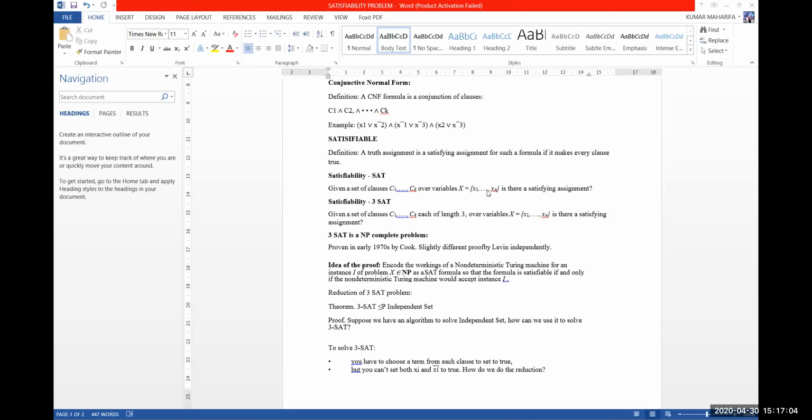So for every variable, you have to check true or false such that the entire clause conjunctive normal form will become true. Okay, so that is what the meaning of satisfiable. So whenever you read satisfiable hereafter, you have to mean that. Okay, and if and only if the non-deterministic Turing machine would accept that instance.